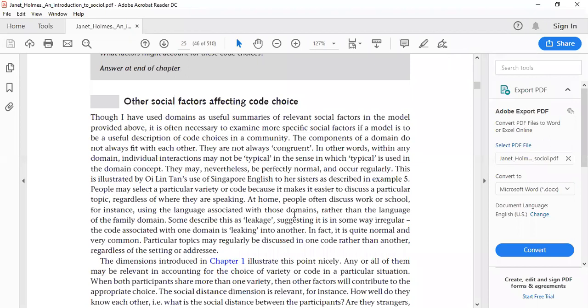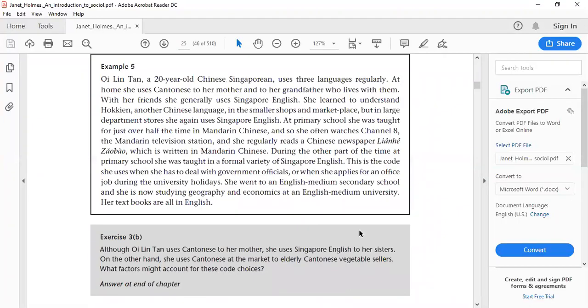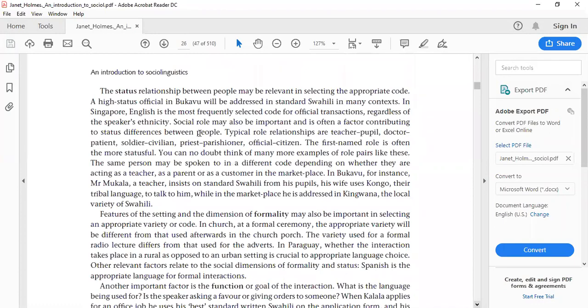Let's go ahead. There are other factors which would also affect your code switching, right? As I've told you, participants and different factors would affect it, and we have already studied them in chapter 1, which is social distance and all those factors. You studied that in social factors. The status or relationship between people, even if they are in a different domain, would still affect your code choice. Or, for example, formality may also affect your code choice. The function or the goal, why you are communicating, would also affect it.